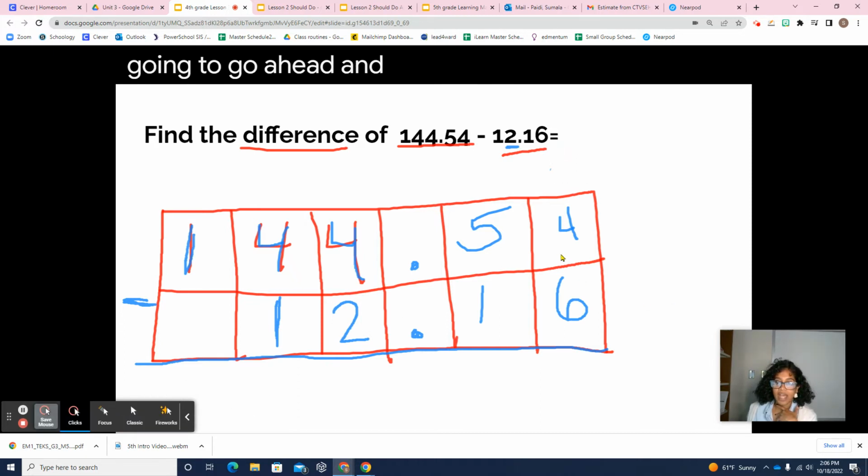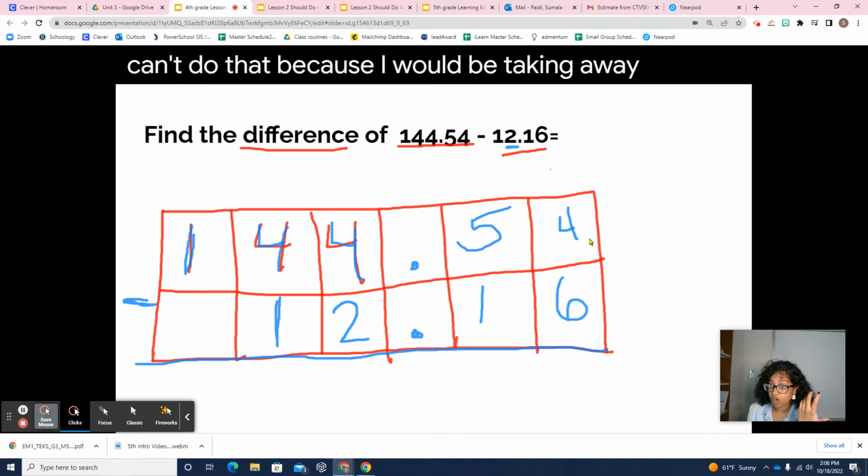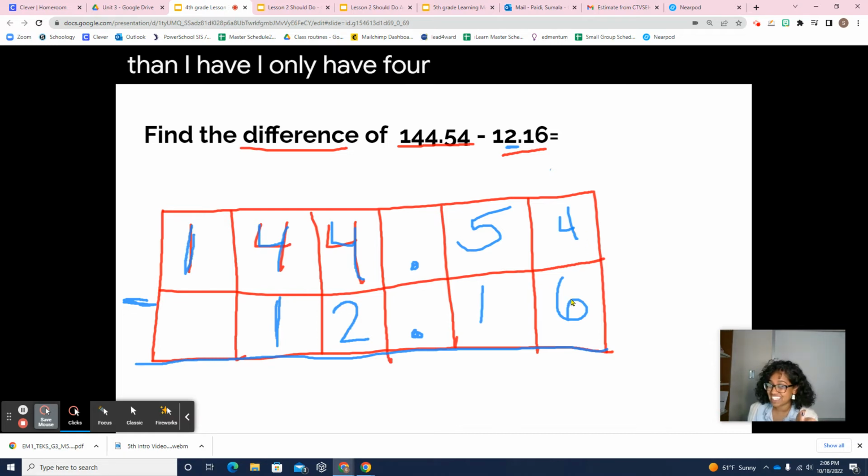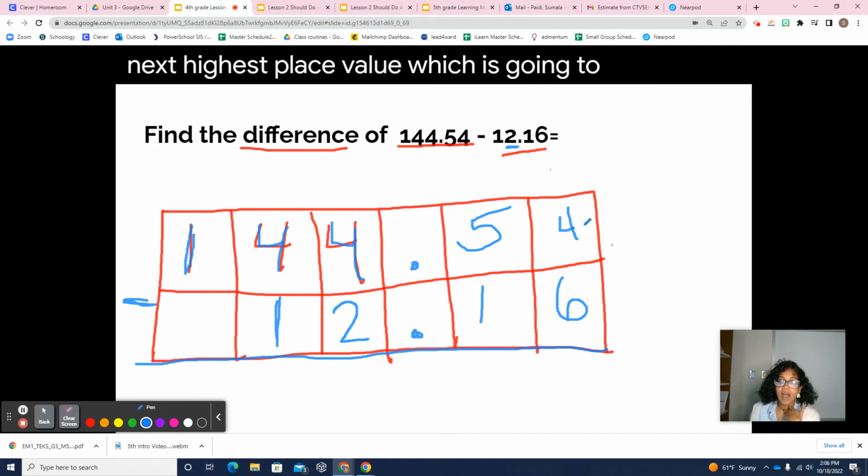I'm going to take away 6 from 4. But I can't do that because I would be taking away more than I have. I only have 4, but I need to take away 6. So what I'm going to do is look at my next highest place value, which is going to be my tenths place.